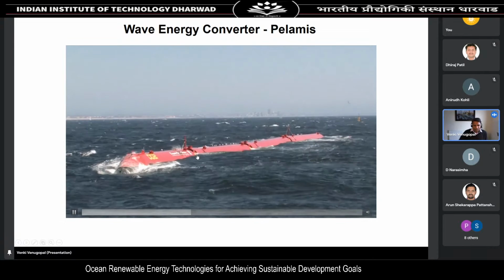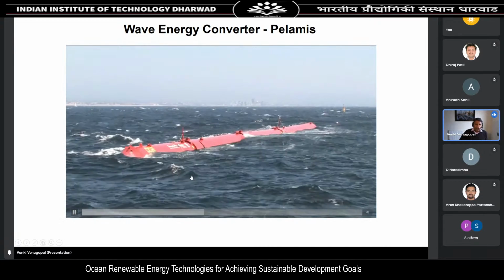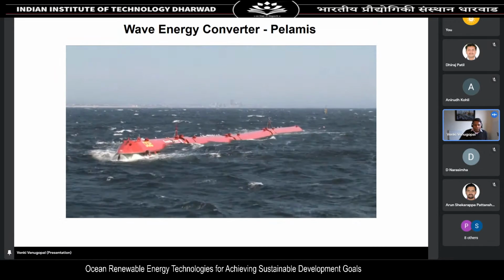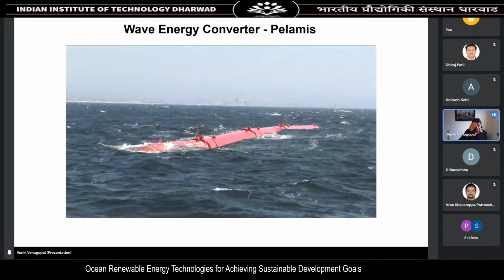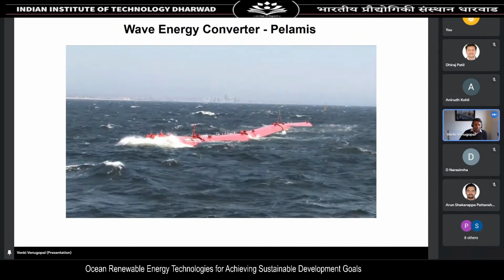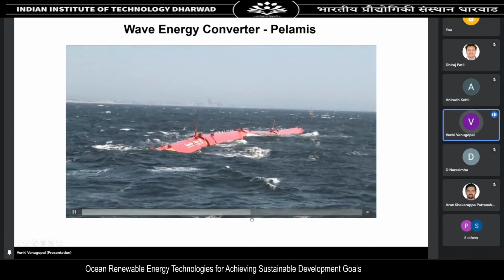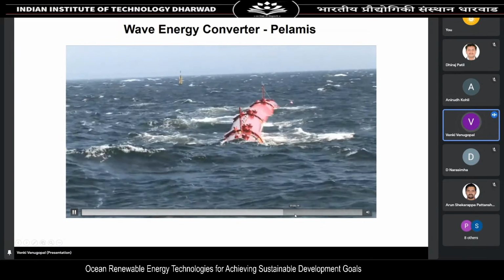And you can see the hinges, that's where the power takeoff system is located. So the movement between 2 hinged bodies produces high pressure oil. The high pressure oil is then used to drive a hydraulic generator. Just quickly fast forward it.